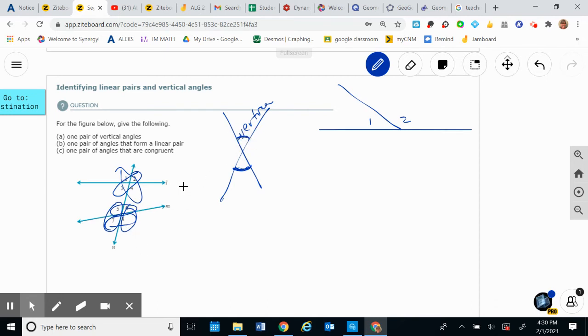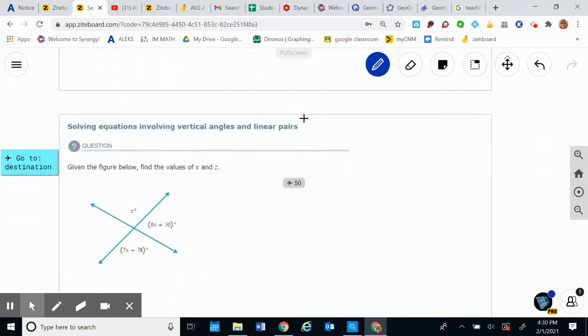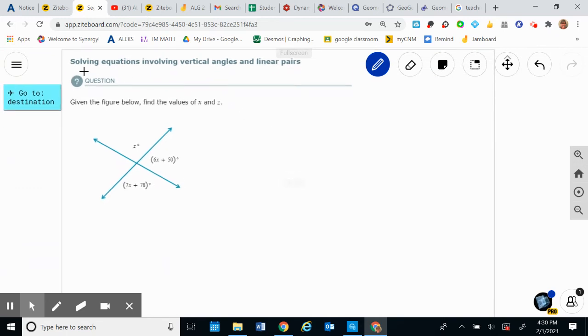So any vertical angles, 2, 3, 1, 4, 6, 7, 5, 8. All of those work. Okay. Next one. It says solving equations involving vertical angles and linear pairs.